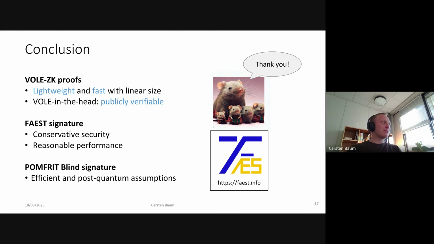And from that perspective, I'm not so sure if I would try to verify FAEST inside a ZK proof. It would be fun to see how it works out, but we haven't tried it, and I think Sphinx Plus would be a much better candidate for that.